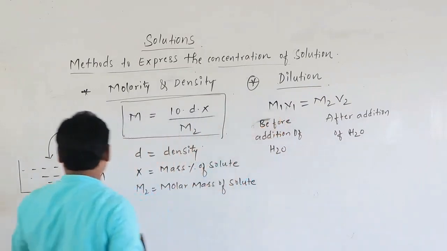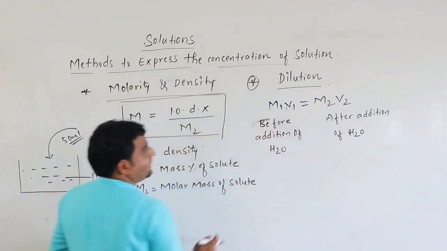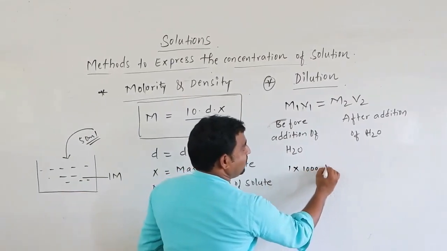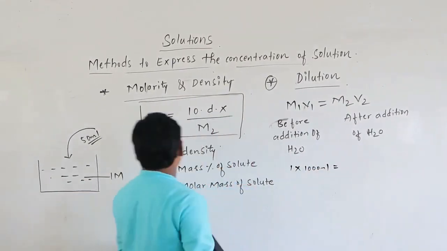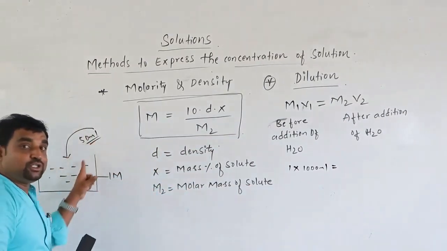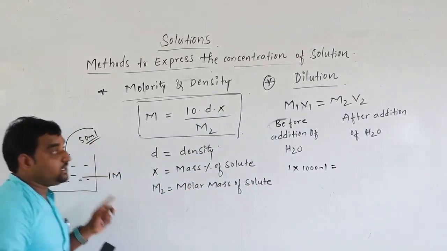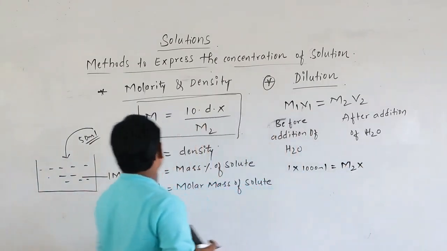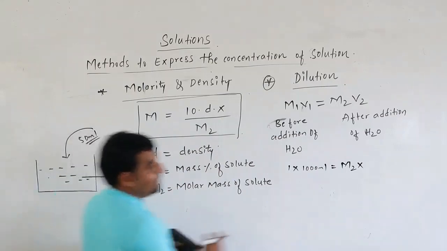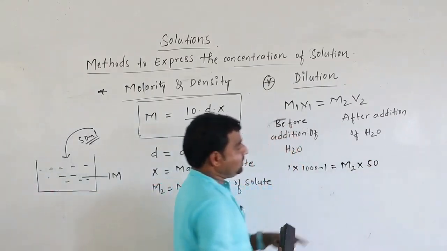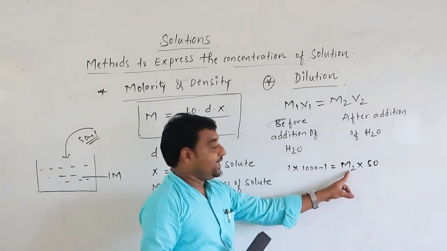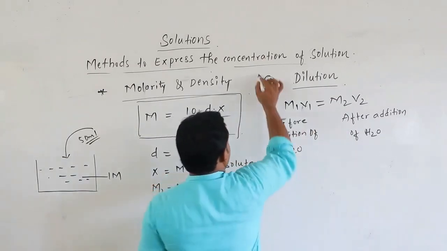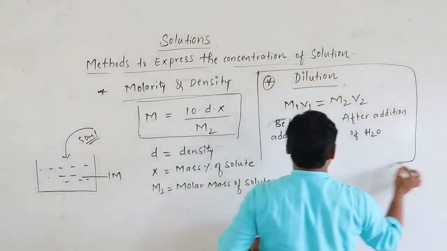For example, here 1 molarity will be there, and the volume of the solution is 1 liter, which means 1000 ml. After the addition of 50 ml of water to this, the molarity of the solution changes, so we have to calculate M2. How much volume is added? 50 ml, that is 50. You can calculate M2, the molarity of the solution after dilution, using this. So this is one more formula to calculate the molarity after the dilution.